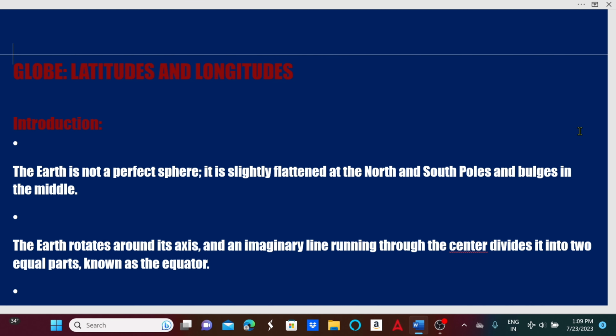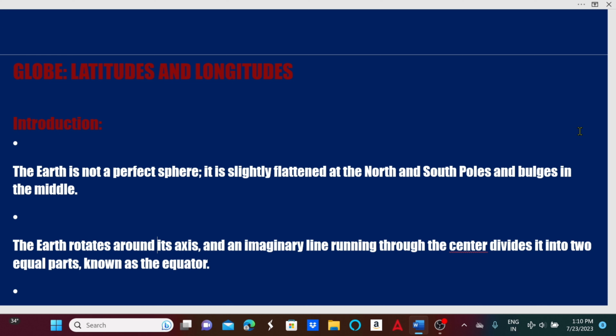Globe, latitude and longitude. So this is our chapter, globe, latitude and longitude. First point, introduction. The Earth is not a perfect sphere. It is slightly flattened at the north and south poles and bulges in the middle. So Earth is not flat. It is not a circle. It is not a sphere in shape. It is flattened at its poles.